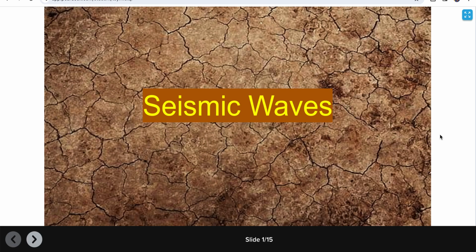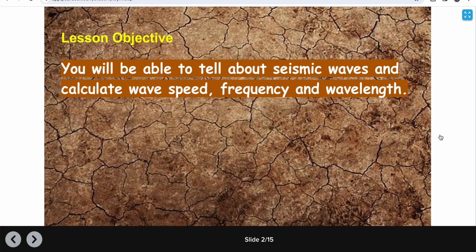Today we are on lesson 5 of wave properties, and today we are really going to be diving into seismic waves. So the main lesson objective today is, of course, to be able to talk about seismic waves, but also to be able to calculate wave speed, frequency, and wavelength. So there's going to be a little bit of math, but not a ton.